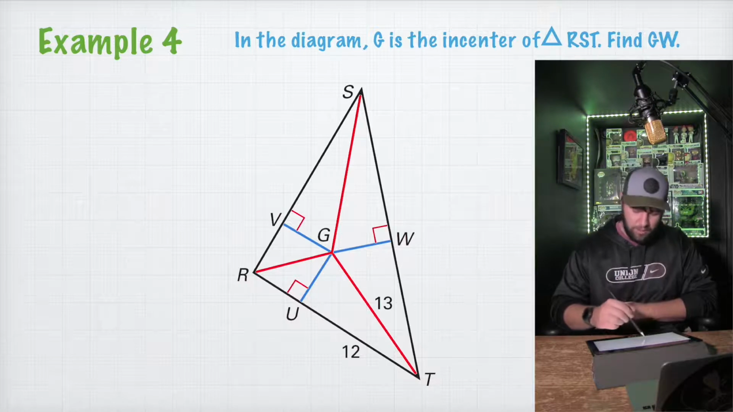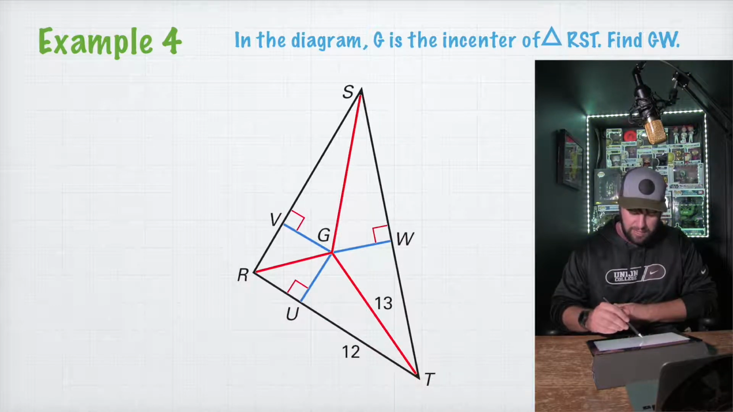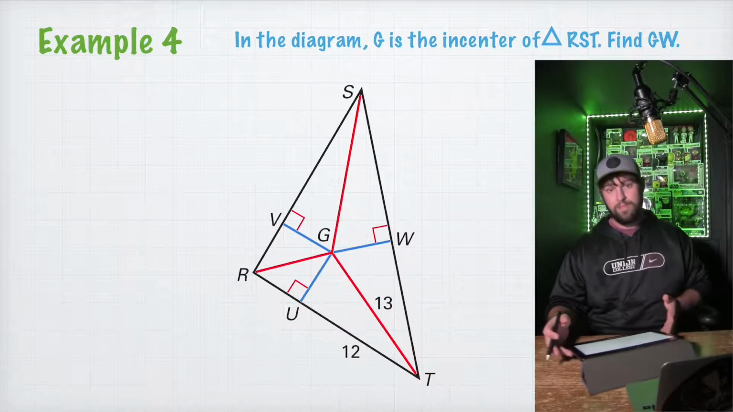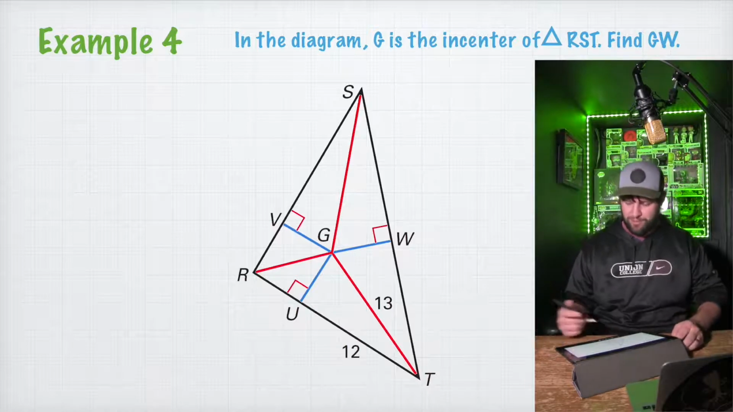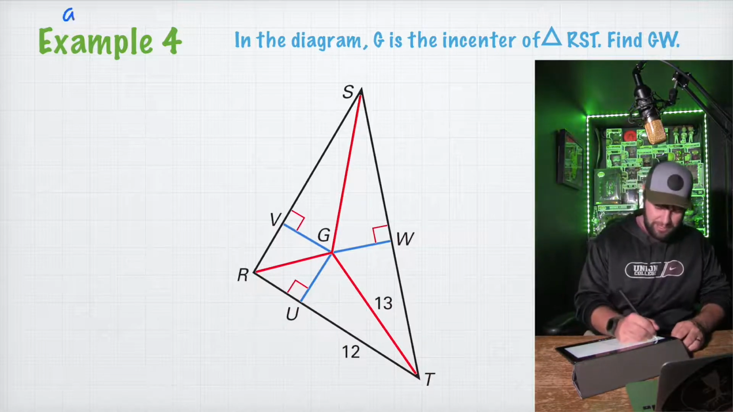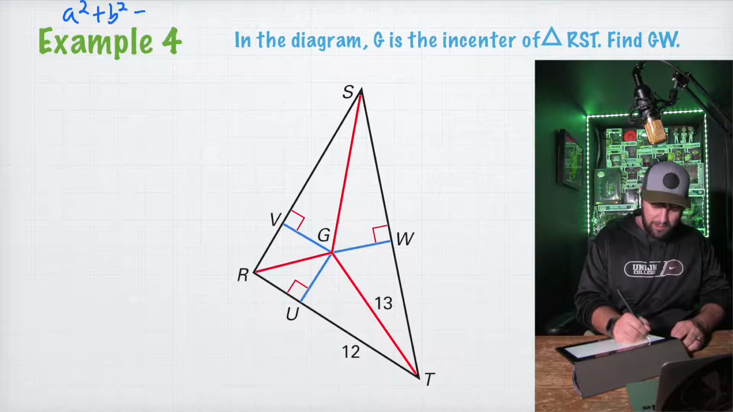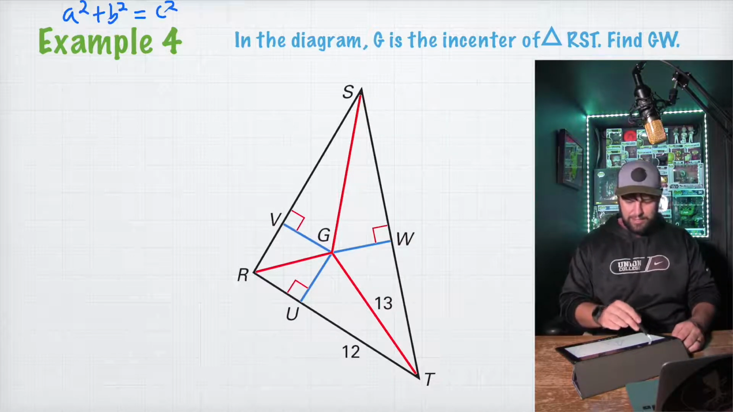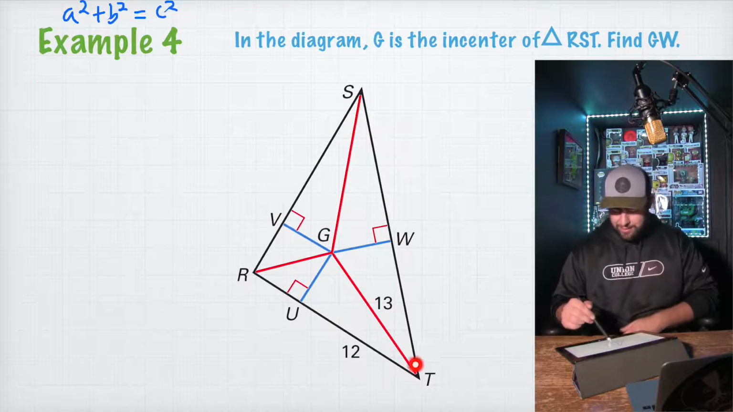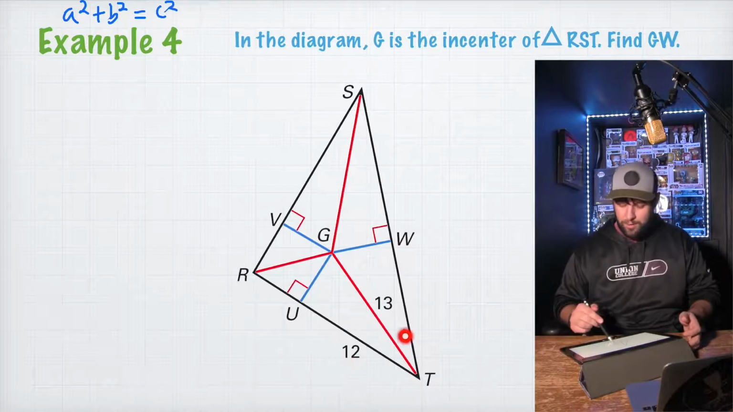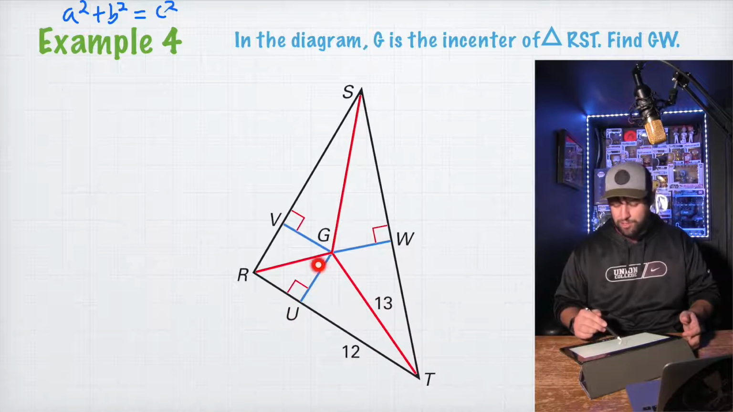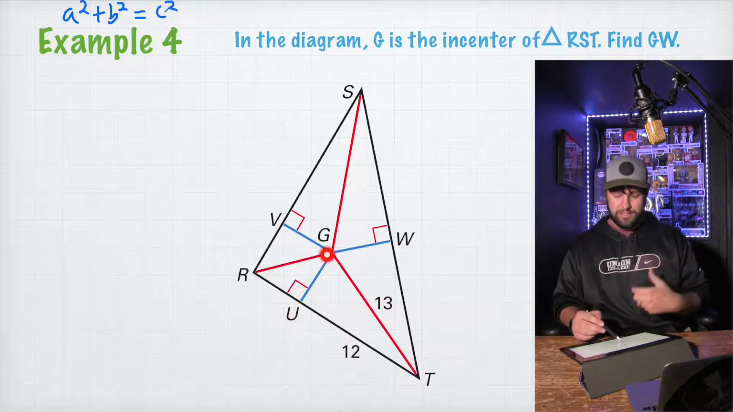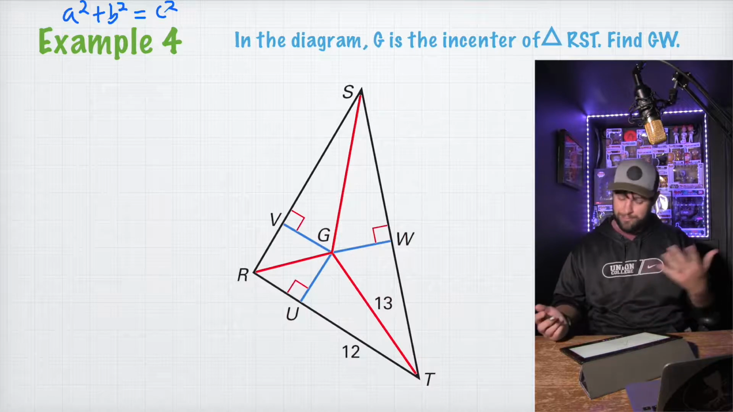But if we take a look, we know UT and GT, and if we look right here, we have a right triangle, okay? And we know how to find the sides of a right triangle using the Pythagorean theorem, which is a squared plus b squared equals c squared, where a is one of the legs and b is one of the legs and c is the hypotenuse. So we can just plug this information in and solve for GU, which we know, since this is the incenter, will be the same as GW. So that's what we're going to do.